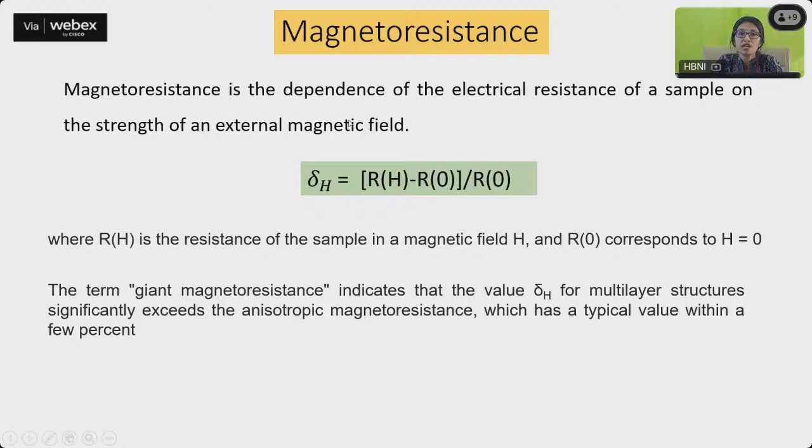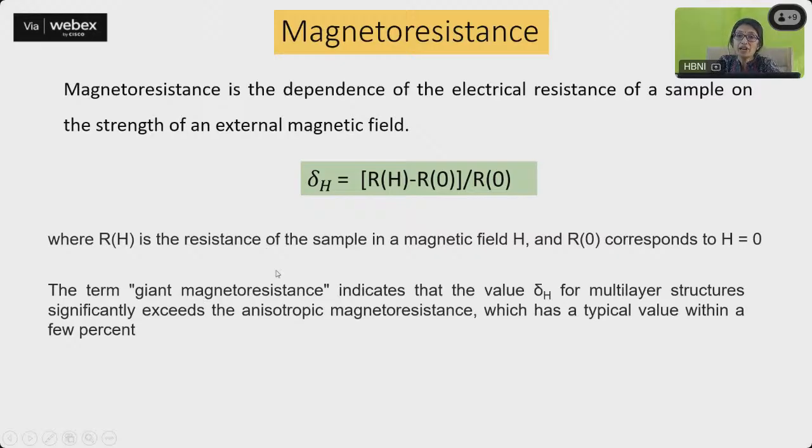sample on the strength of an external magnetic field. So what you have, R(H) is the resistance of a sample in the presence of a magnetic field, R(0) is when there is no magnetic field, and you take the difference of these and make a ratio with the resistance when there is no magnetic field. This value is known as the change in the resistance, and this indicates that there is a change in the resistance when you are putting the material in a magnetic field.